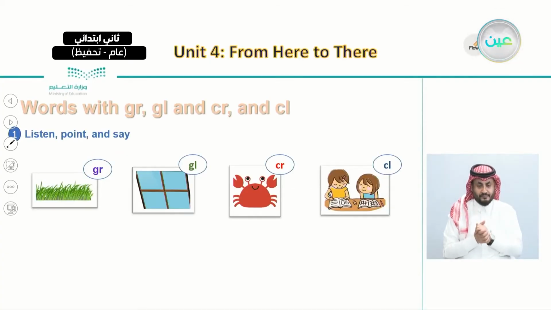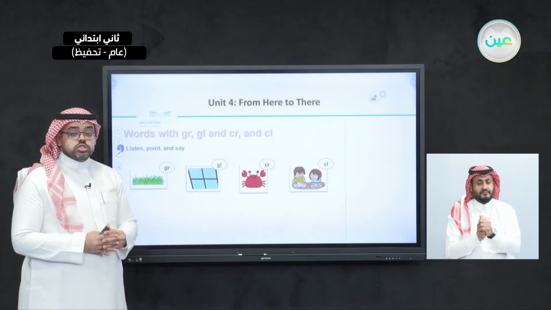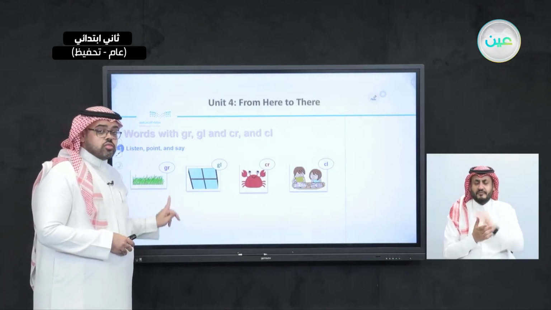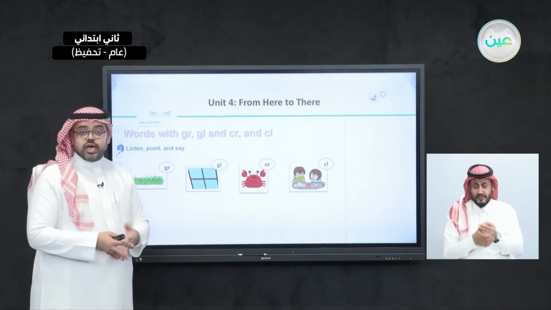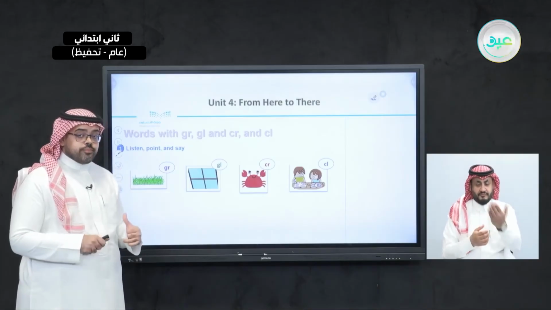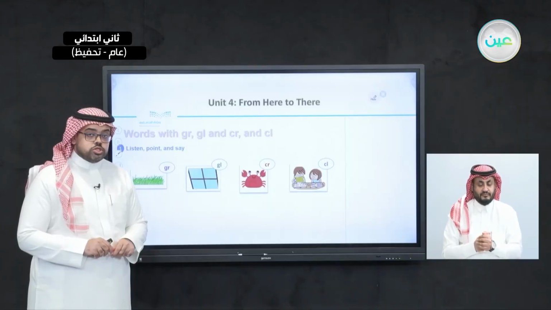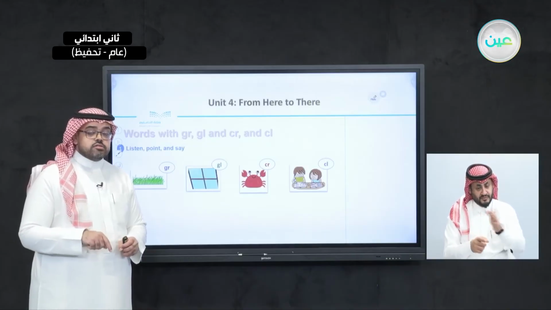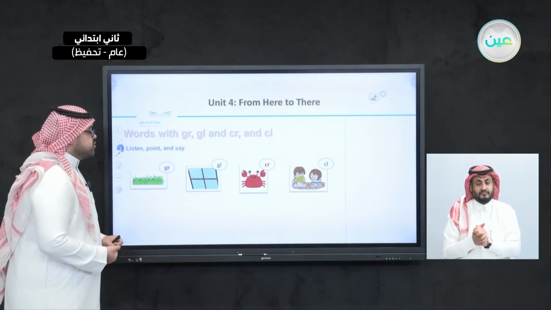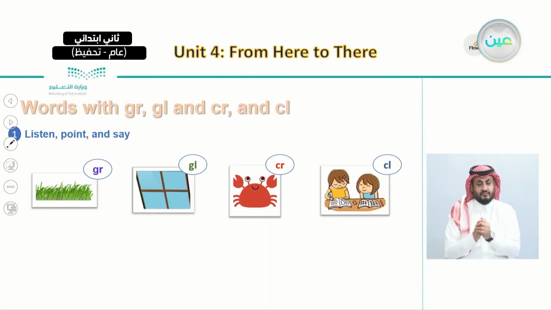Now, on page 38, we're going to start with the first exercise, words with GR, GL, CR, and CL. What we're going to do with this exercise is, you're going to listen to me say the sounds and then the words, and I would like you to listen and repeat after me. I'm going to say the sound first, point at the pictures, and then say the word. I want you to point with me, and after this, say it after me. So let's start with the first one. The first word that starts with GR is grass.